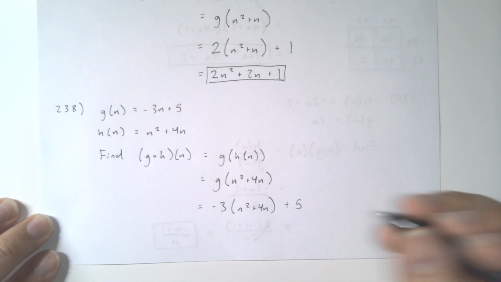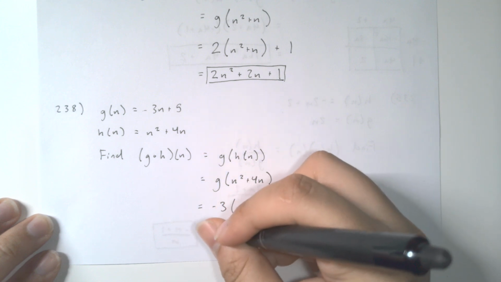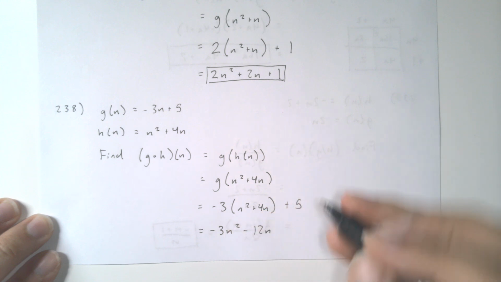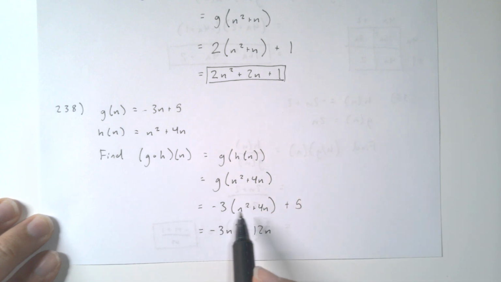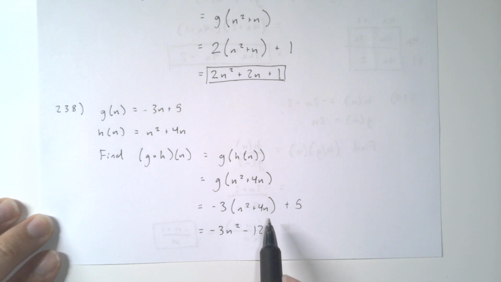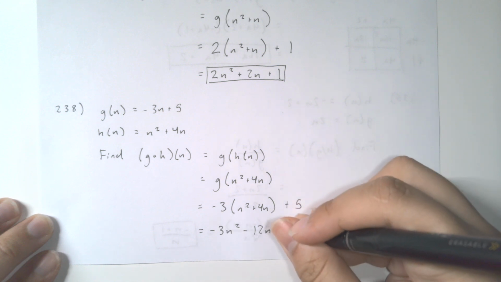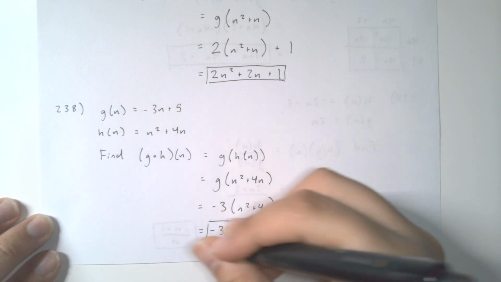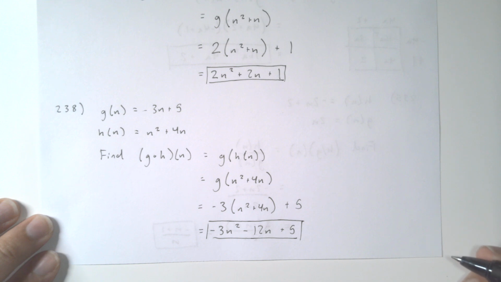And when we simplify this, we have negative 3n squared minus 12n. We just multiply negative 3 times this, negative 3 times that, using our distributive property. And then we have plus 5. And so this is our final answer.